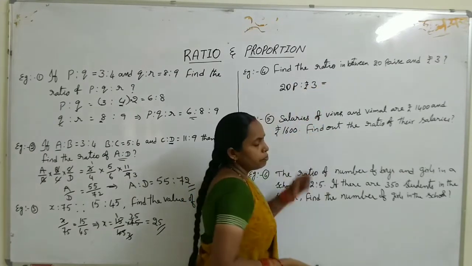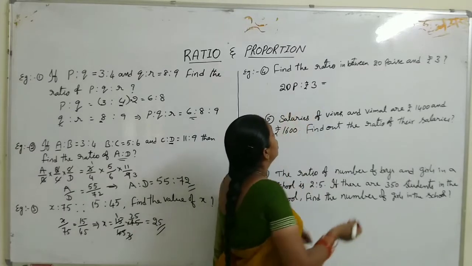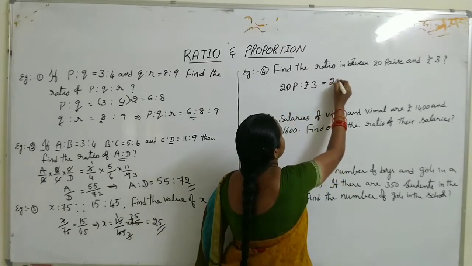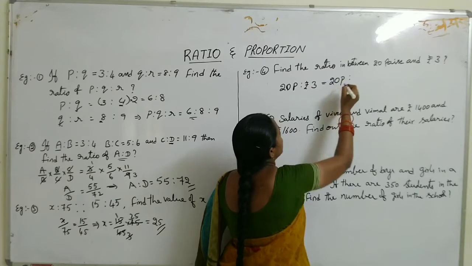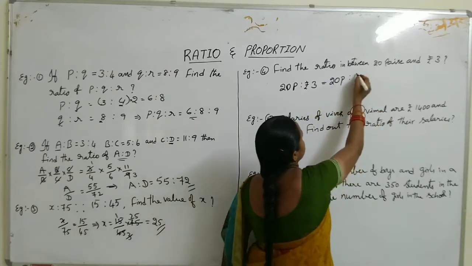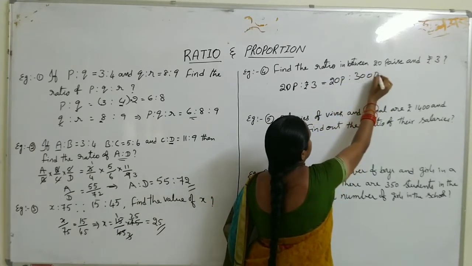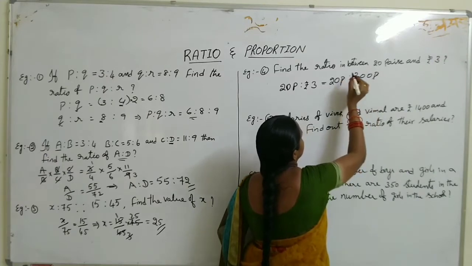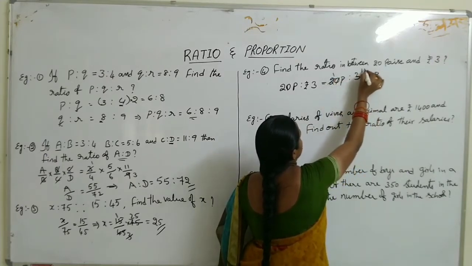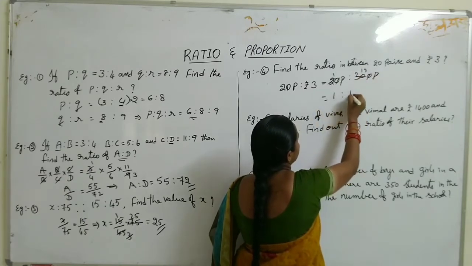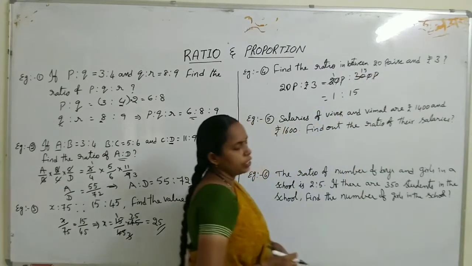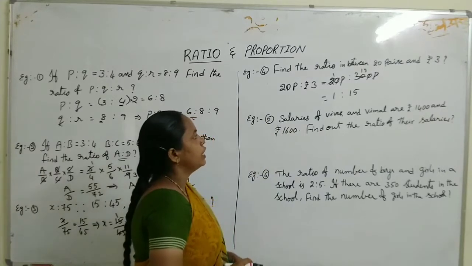In the first step, we have to change to the same units. So 20 pies, 1 rupee equal to 100 pies, 3 rupees equal to 300 pies. So pies cancel, 0 0 cancel, 2 1s, 2 15s. Ratio between 20 pies and 3 rupees equal to 1 is to 15.